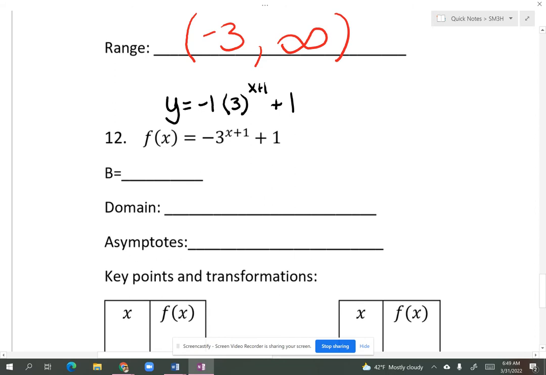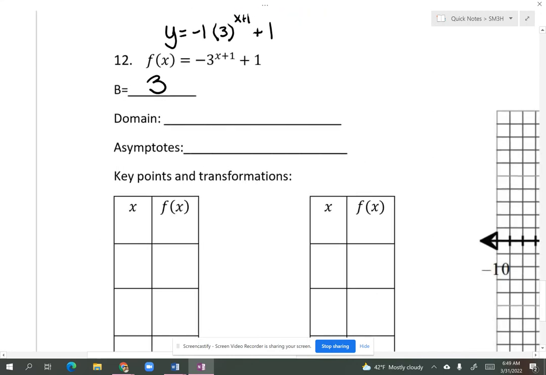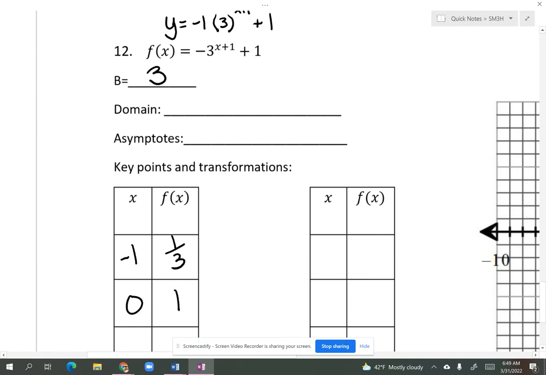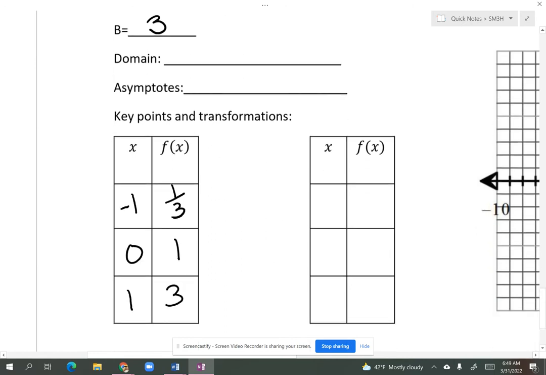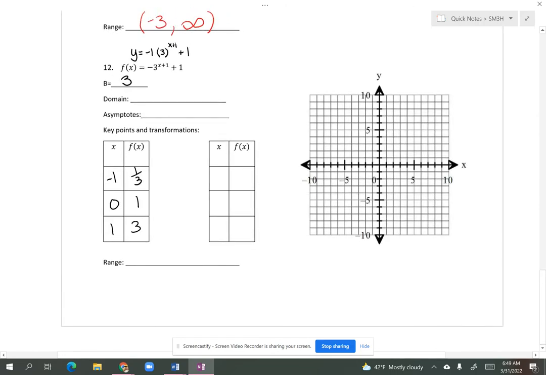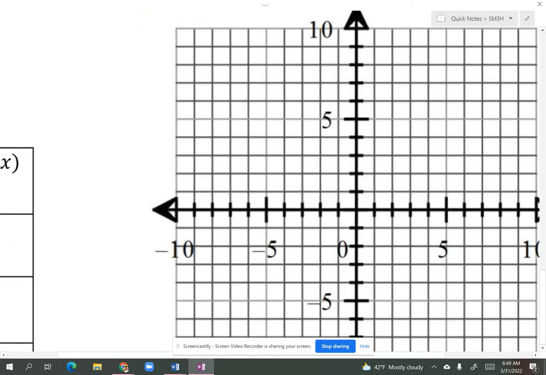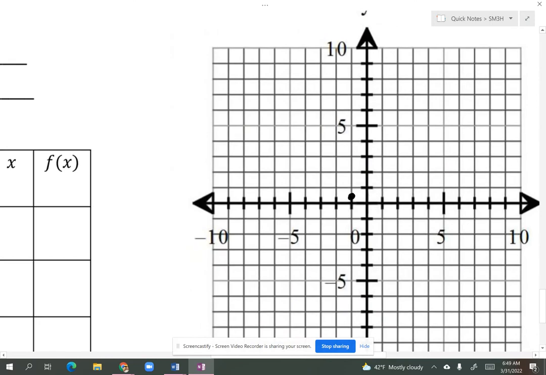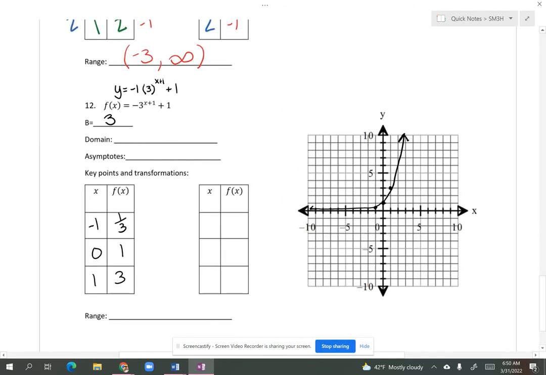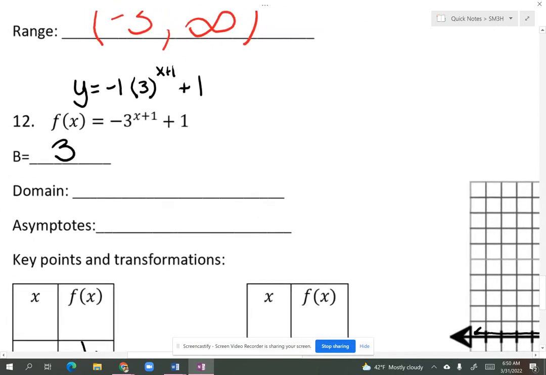So, in this situation, our base, or big B, is 3, which would mean that our starting points are at -1, 1/3, 0, 1, and 1/3, okay? So, when I graph those points, I get -1, 1/3, 0, 1, and 1/3. So this one's going to shoot up significantly faster than the one that we just did. And then we're going to look at our transformations and see what's going on.